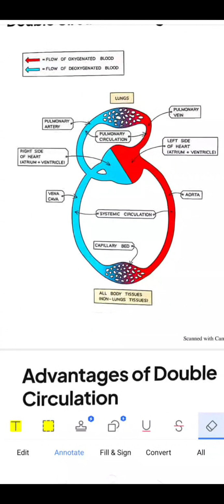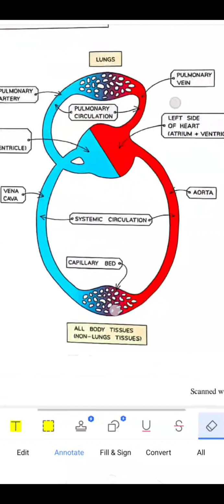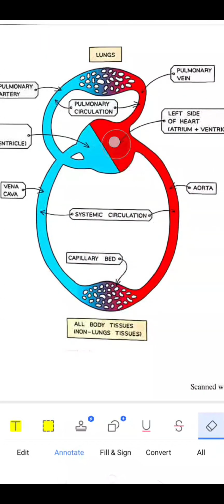Double circulation in which you can see the heart is divided into two main chambers. You can see this red area is actually showing you the left part of the heart, and left part of the heart is receiving the oxygenated blood, and there is another side of the heart which is the right side of the heart. So there are the two main chambers of the heart, right and left.